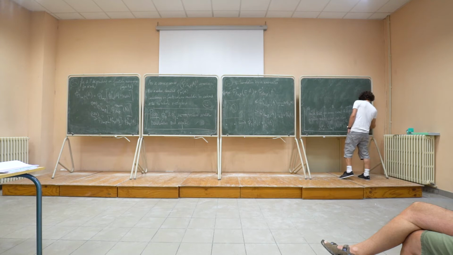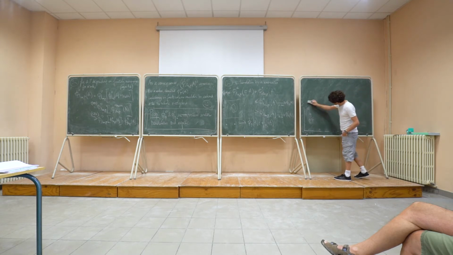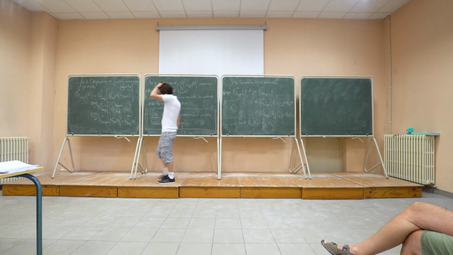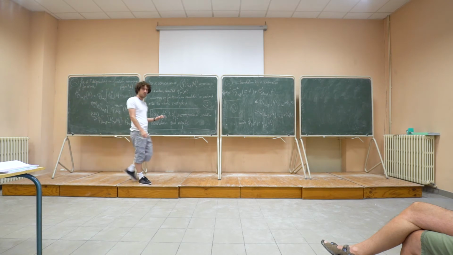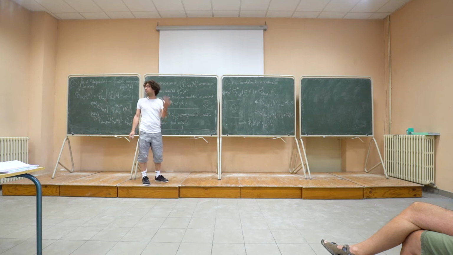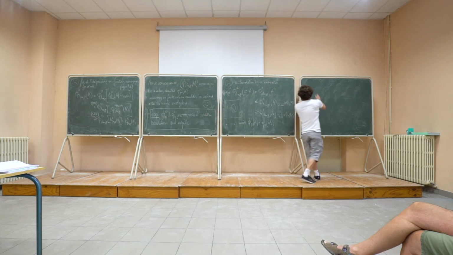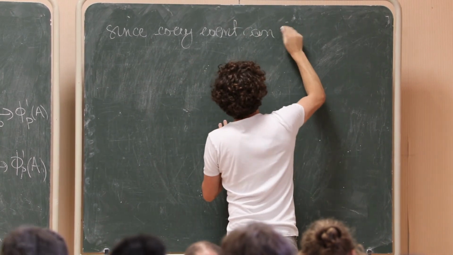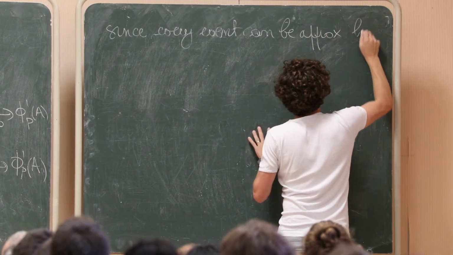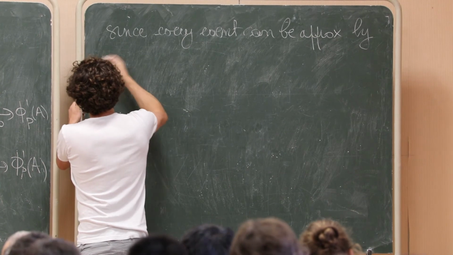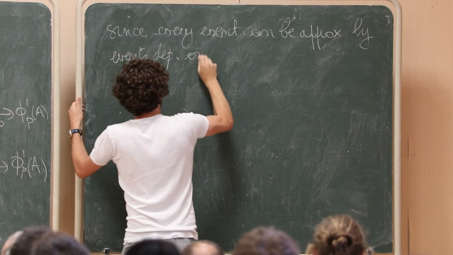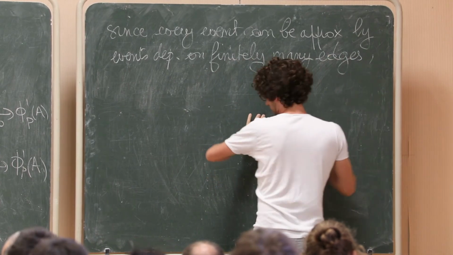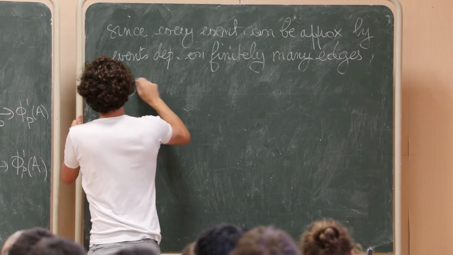Let's prove ergodicity now. So in order to prove ergodicity, since we are working with a sigma algebra where by definition every event can be approximated by events depending on finitely many edges, ergodicity follows from mixing.